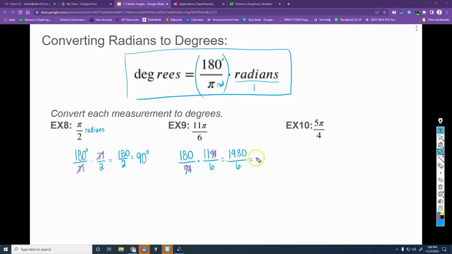And I think if you do 1980 divided by 6, is it 330? So 330 degrees. Okay, so like if I do the last one here, 180 over pi times 5 pi over 4. The pi's cancel each other out. You'll do 180 times 5, which will be 900. Is that right? Over 4. And 900 divided by 4, 225.